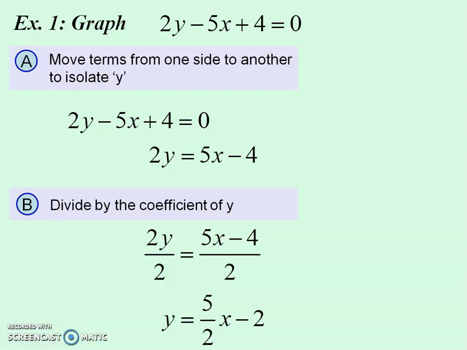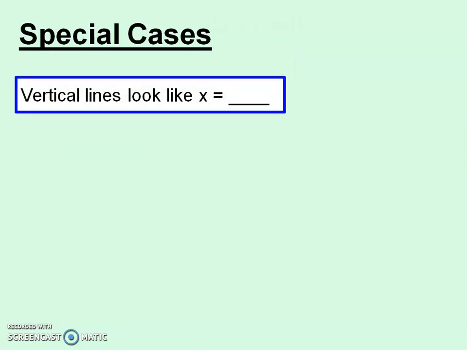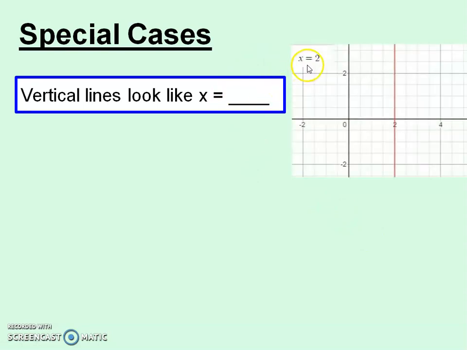There are a couple of other types of rules that won't be in a y equals form. And they're more like special cases. Actually, one of them is a y equals. But all vertical lines, that means lines that go straight up and down, will be in the form x equals some number. So for instance, x equals 2 is a vertical line that passes through 2.